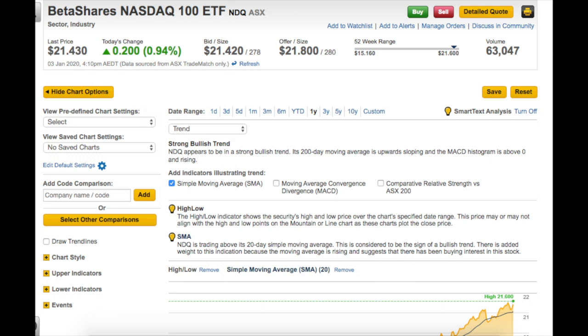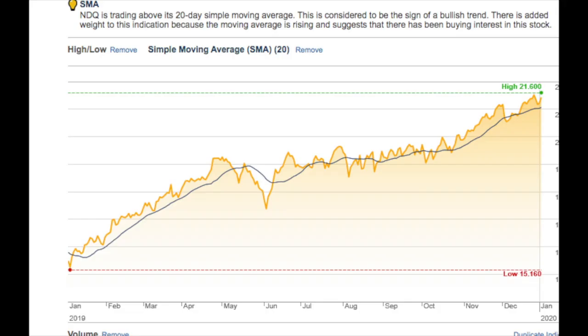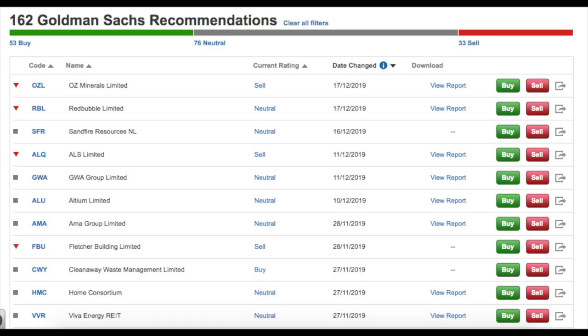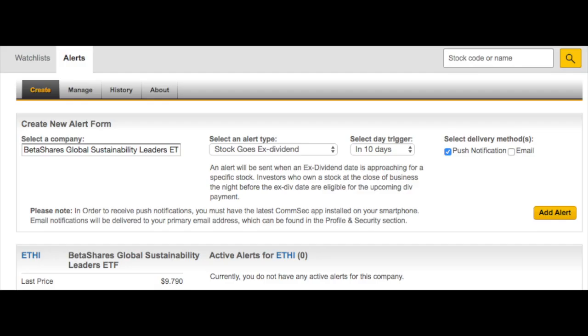You can do research on various stocks. You can get information about how they've been tracking, and charts of their history. You can get recommendations from particular experts. You can set up an alert so that you can see when the price of a stock goes up to a certain price or when it goes down to a certain price.